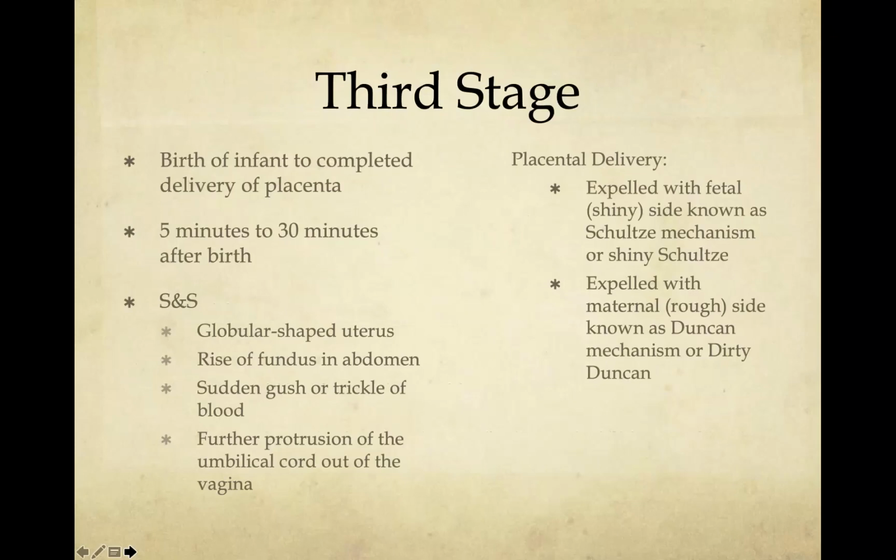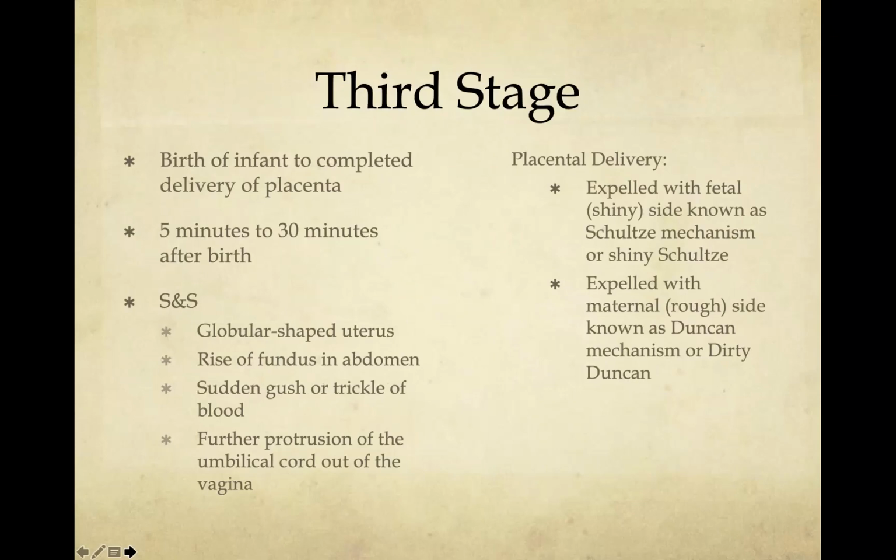Third stage, really important. Some key things is, what do you see in this third stage? So you're going to start seeing a globular shaped uterus. Globular shaped uterus, extremely important. You're going to see a rise in the fundus in the abdomen, a sudden gush or trickle of blood, further protrusion of the umbilical cord out of the vagina.